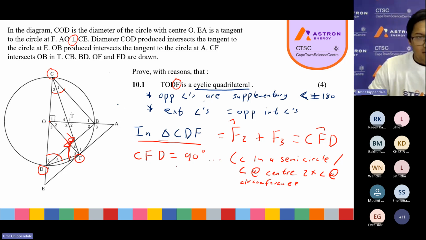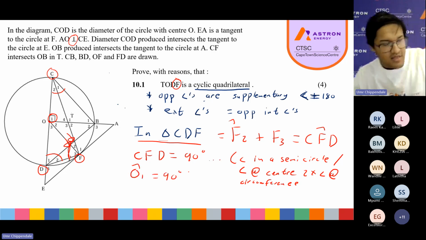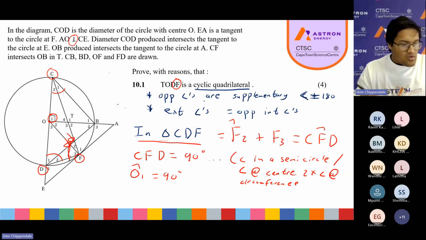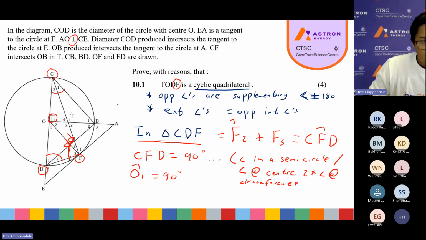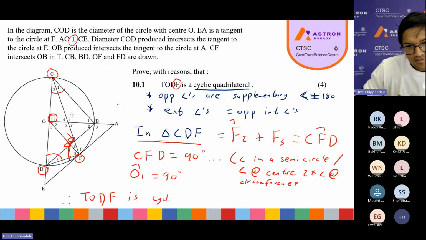So if that is the case, that then means O1, which was this, and you can see it as the 90 degrees. Therefore, angle O1 is equal to 90 degrees, right? Because that was at the center. So now because we have it like that, we can see that those two points are opposites from each other, TODF. So because those two are opposites from each other, we can then say, therefore, TODF is a cyclic quadrilateral.